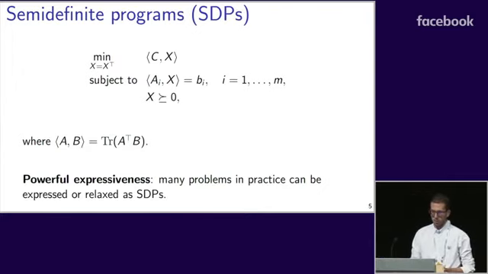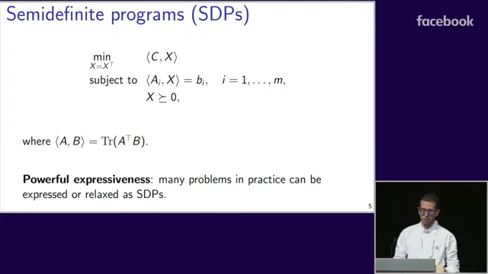So first, let me introduce the semi-definite program. As you can see, this is an optimization problem where you are minimizing a linear function, C dot X, subject to linear constraints. And here, as you can see, you have a convex problem. It turns out that this class of problems is interesting because in many situations that you encounter in practice, you can relax or express your problem as a semi-definite program.